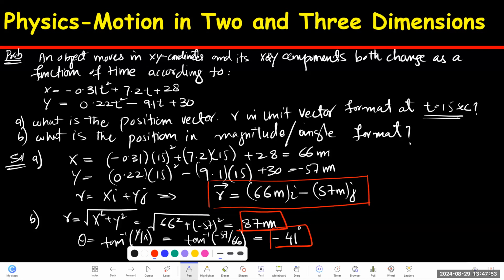Now, since we understand this kind of position vector and how we substitute the values in the position vector, let's talk about velocity. Because our goal is to move through all the motion content: position vector, velocity, then acceleration. Let's take a look at another problem.